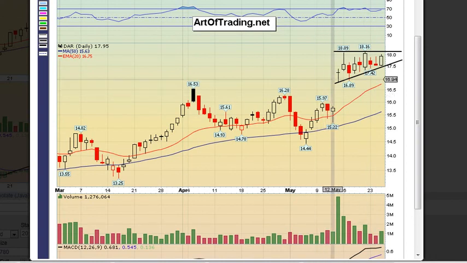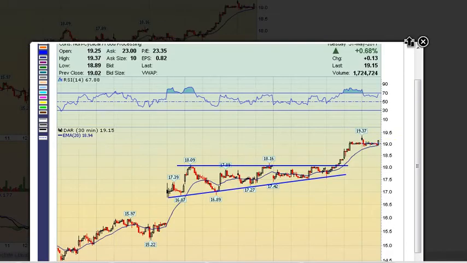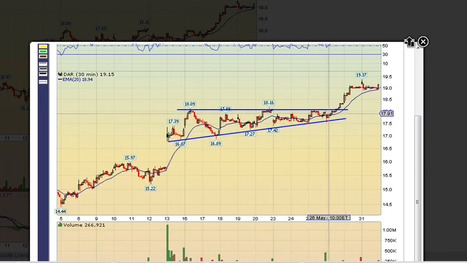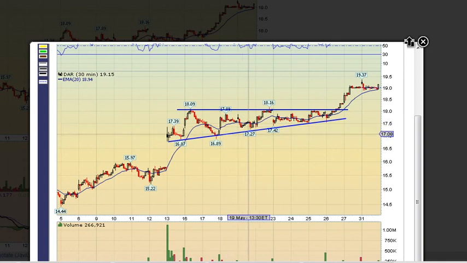It gaps up on huge volume, consolidates for a few days, and gives you a sweet little triangle here. On the 15-minute chart, the triangle is just gorgeous. It's setting up here beautifully. A flat top, rising lows right here. As the stock consolidates at 18, it tried several times to break 18. It failed, but the stock kept giving you those higher lows right here.